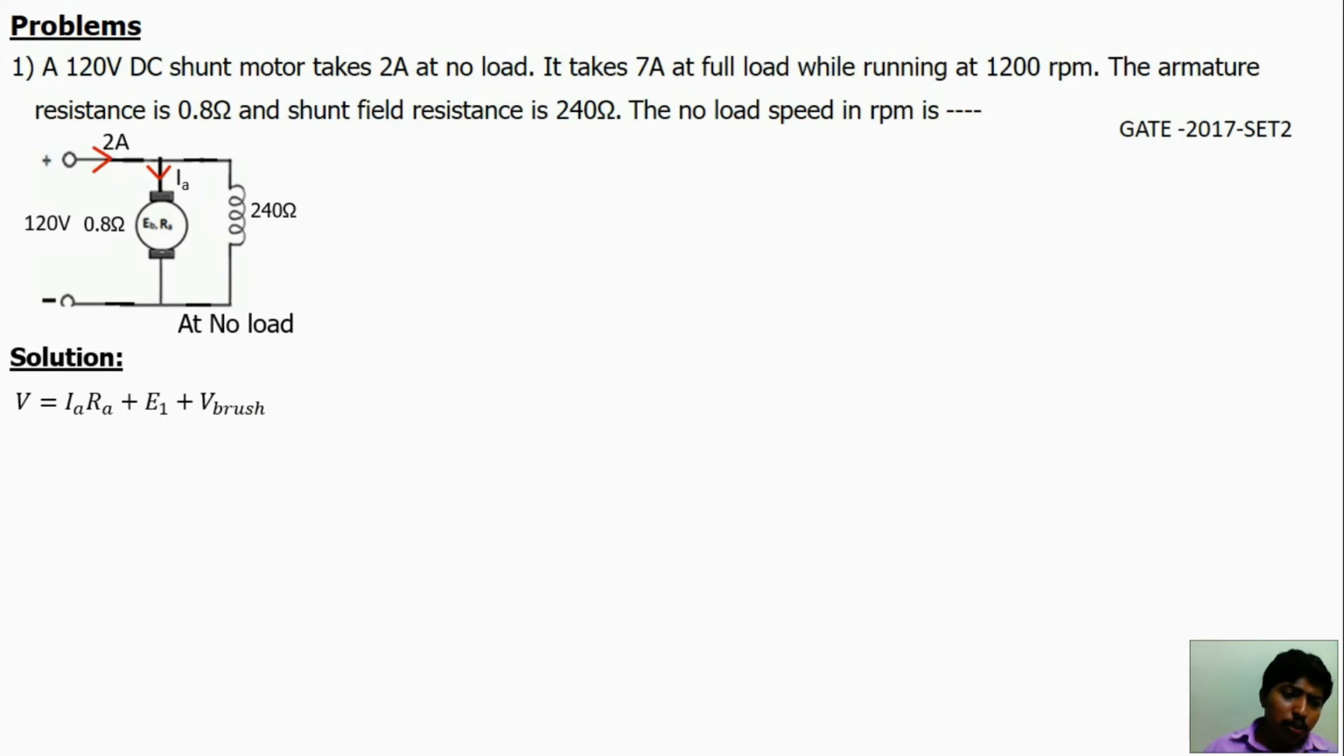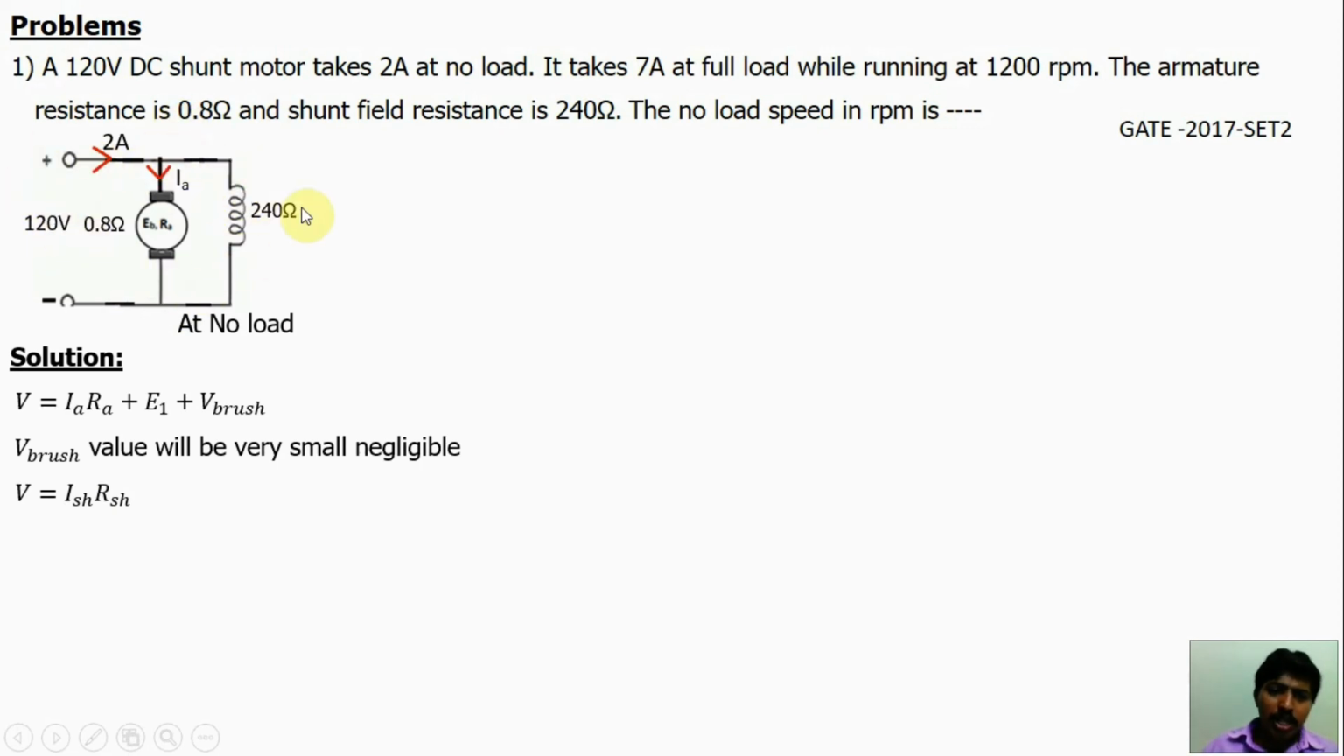In this equation, V is given, but IA is not given, and E1 is unknown, so we cannot find any parameters from this equation. So we use another equation, the outer loop KVL: V is equal to IS gauge times RS gauge, this outer loop equation.